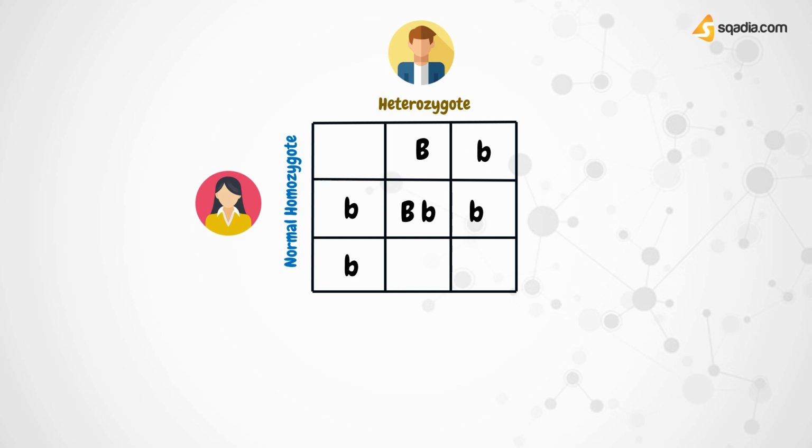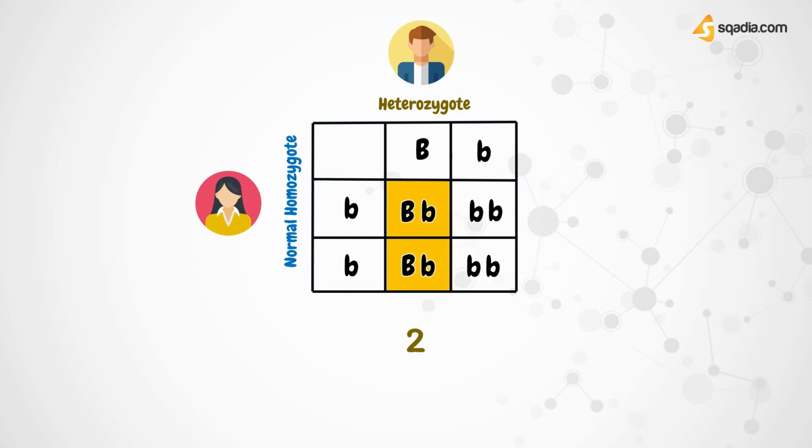Small b from father, and small b from mother. So the offspring is normal homozygote. Capital B from father, and small b from mother. The offspring is heterozygote. So the offspring is diseased. Small b from father, and small b from mother. So the offspring is normal homozygote.